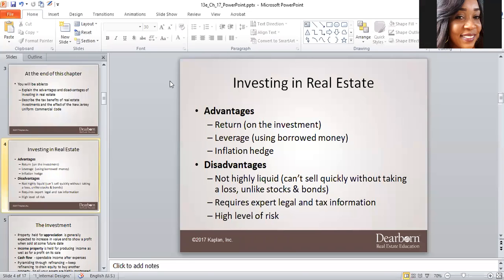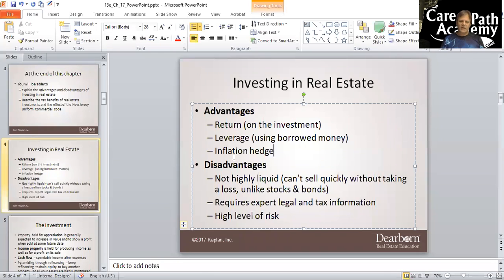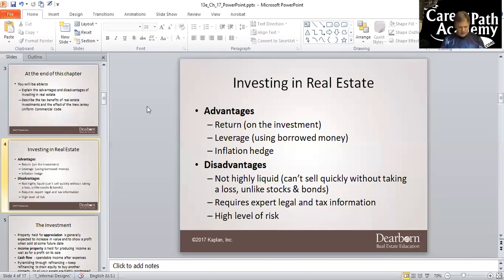Yep. Awesome. Okay, so some of the advantages of real estate: you get a return on your investment, you've got leverage, and inflation as a hedge. What do they mean by as a hedge? I have no idea what they're talking about there. I would imagine they're talking about using it to get tax breaks, or inflation in the value, where the property goes up if property values go up. Yeah, I'm assuming that's what they mean here.